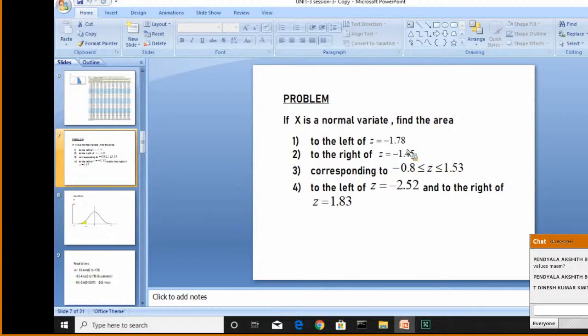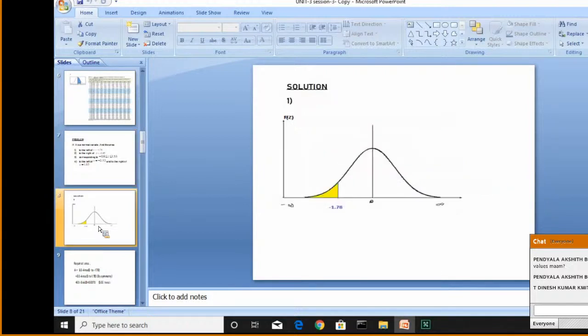Here they have directly given the value of z, so I am going to use the table directly and show you. The figure is like this. I have drawn the normal distribution curve. Left side minus infinity, right side plus infinity, and here the standard normal distribution mean is 0. This is the mean point. To the left of minus 1.78. It is not the x-axis, it is the z-axis. You can write z. Here I wrote f of z. You draw it, all of you.